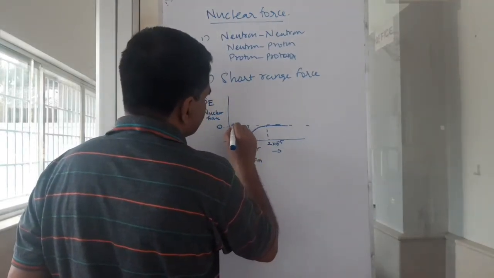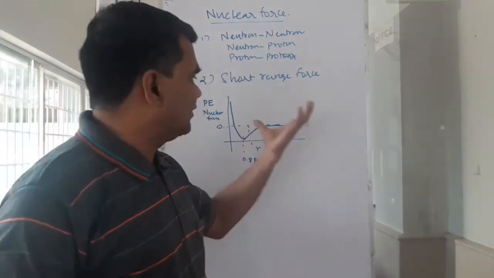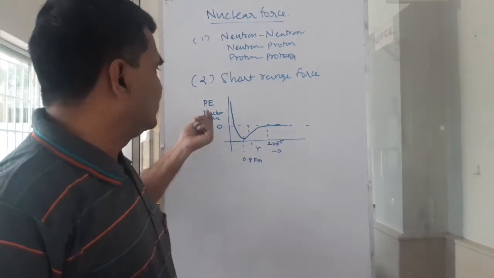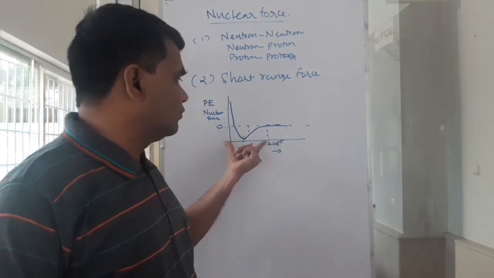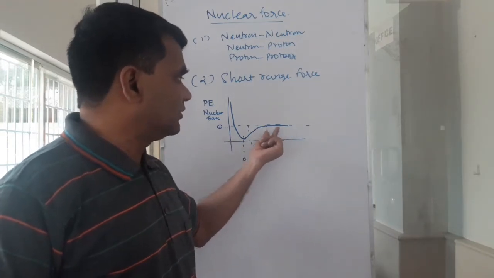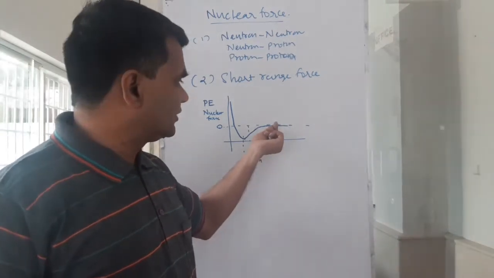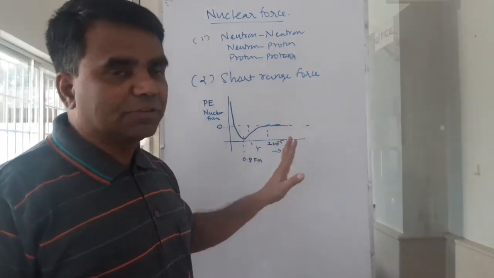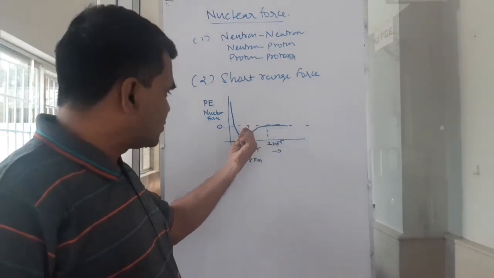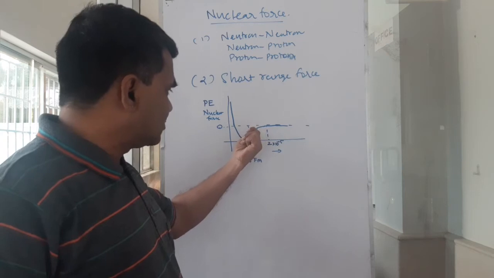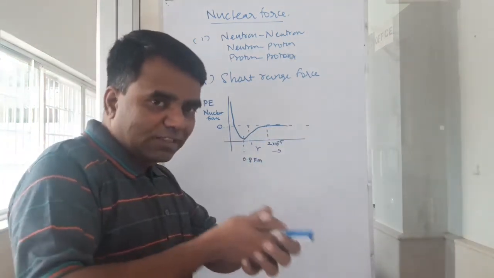And you get zero here, and then you see it goes like that. So this is how the graph looks: the potential energy, the nuclear force, versus distance. Beyond just 1.5 or 2 femtometers, it's almost zero. The force doesn't even exist. Nuclear force is zero for all practical purposes. So there is no potential energy beyond this. But when you bring it closer, the potential energy becomes more and more negative, because this is an attractive force, so you have to do work against it.